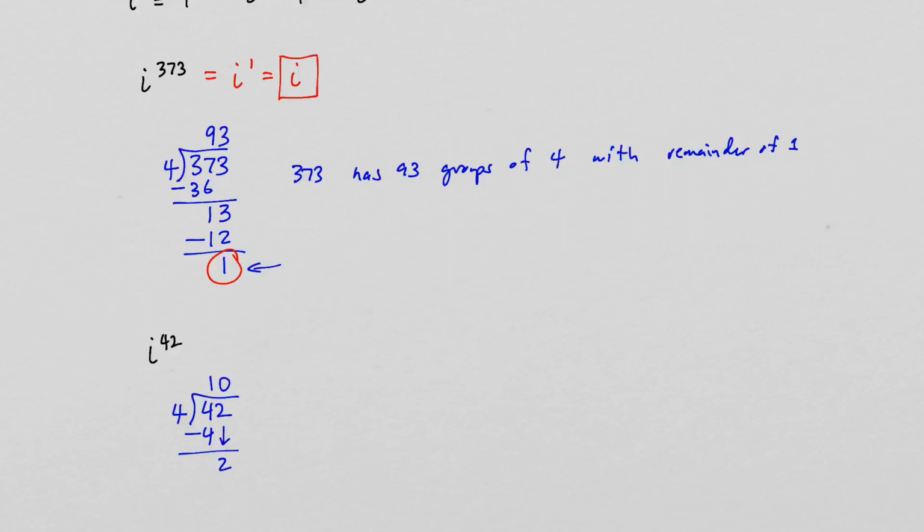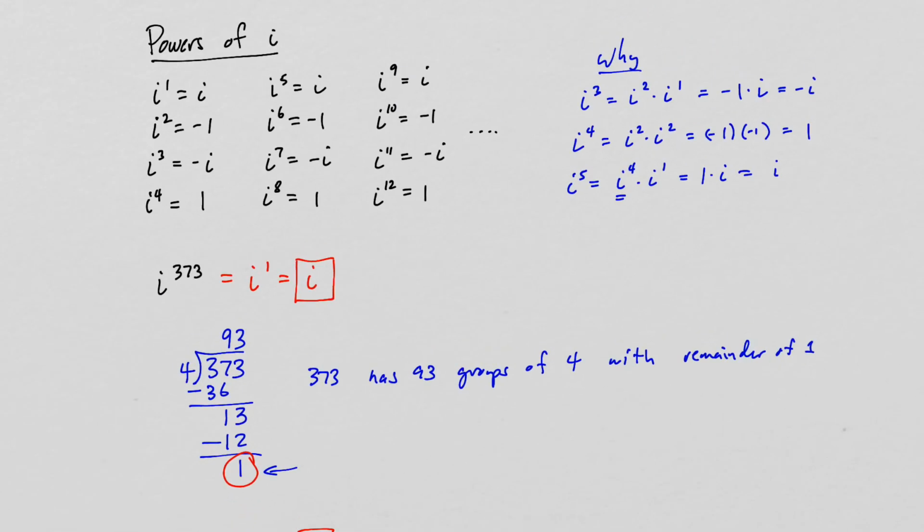This means that i to the 42 is the same as i to the 2. Again, it's all about the remainder. And you know i squared is negative 1. So when doing these, the only thing you have to memorize is the first block. And that's just kind of a cool thing about powers of i. Okay, so that concludes complex numbers.